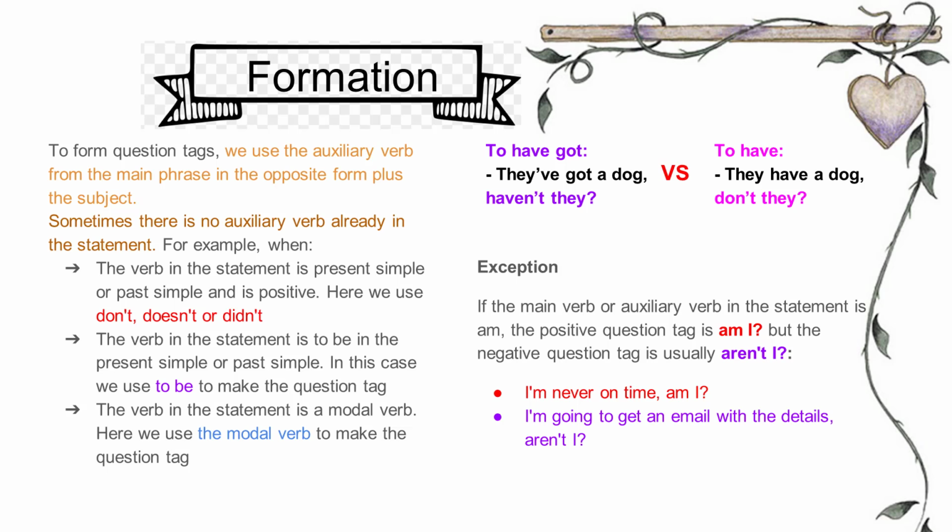Finally, we have an exception. If the main verb or auxiliary verb in the statement is am, the positive question tag is am I, but the negative question tag is usually aren't I. For example, I'm never on time, am I? But in the sentence, I'm going to get an email with the details, aren't I? We change the am to are.